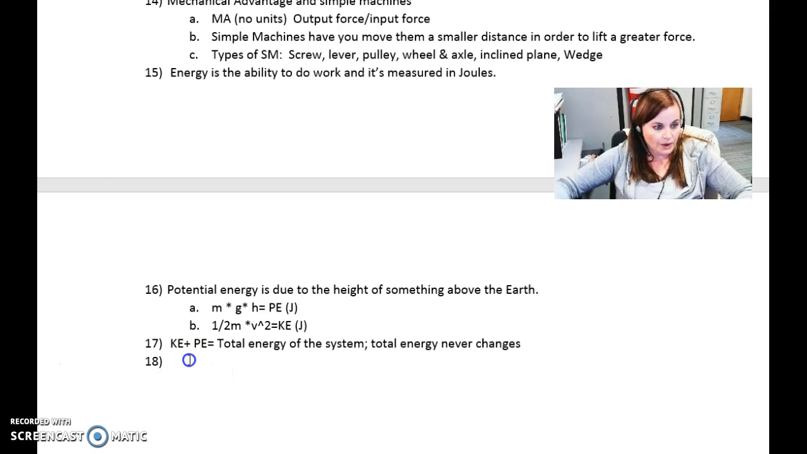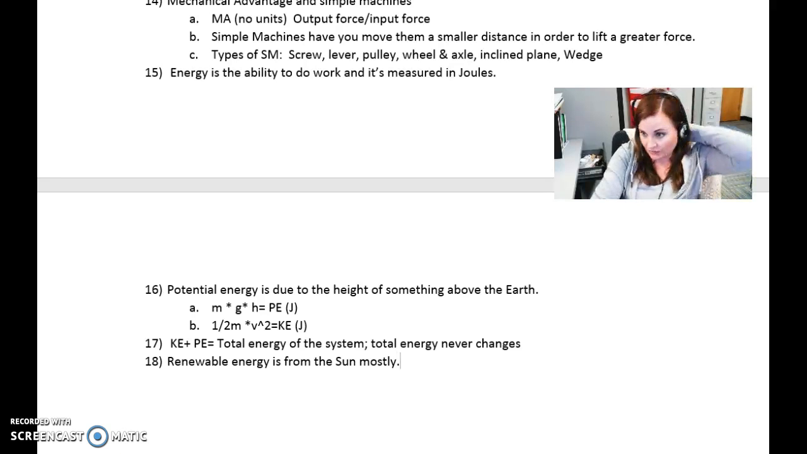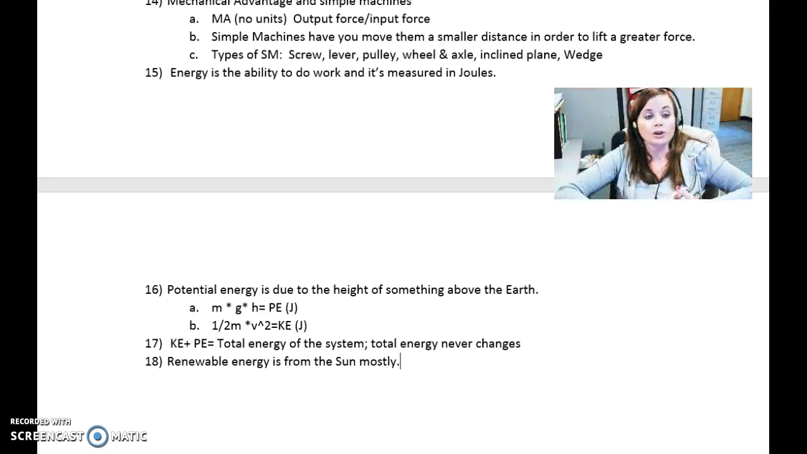Let's see where we are. So energy comes from many different places. Renewable energy is from the sun mostly. Okay, so when we think of all kinds of renewable energy, whether it's solar or wind or tidal, all those types of renewable energy are affected by the sun.